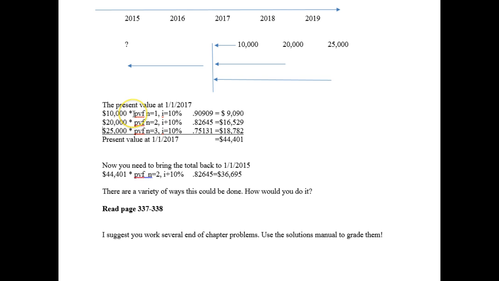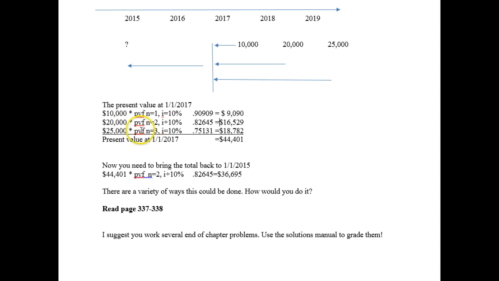So the $10,000, if you're at the end of 2017 and you want to come back to the beginning of it, will be one period with an interest rate of 10%. So that $10,000 is worth $9,090. The $20,000 needs to come back 2 years, 2018 to the beginning of 2017. So I take the $20,000 and times it by a present value interest factor from table 2. N equals 2 and I equals 10%, and that's 0.82645. The present value of that $20,000 is therefore $16,529.